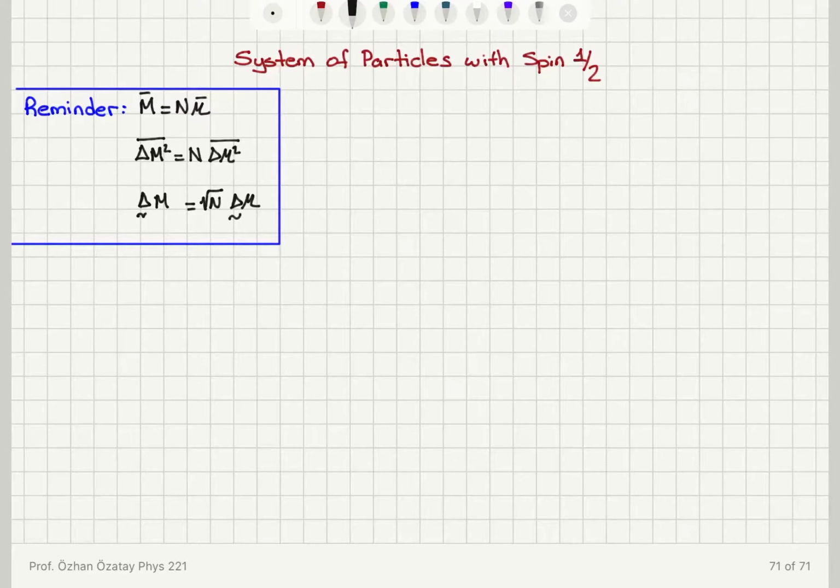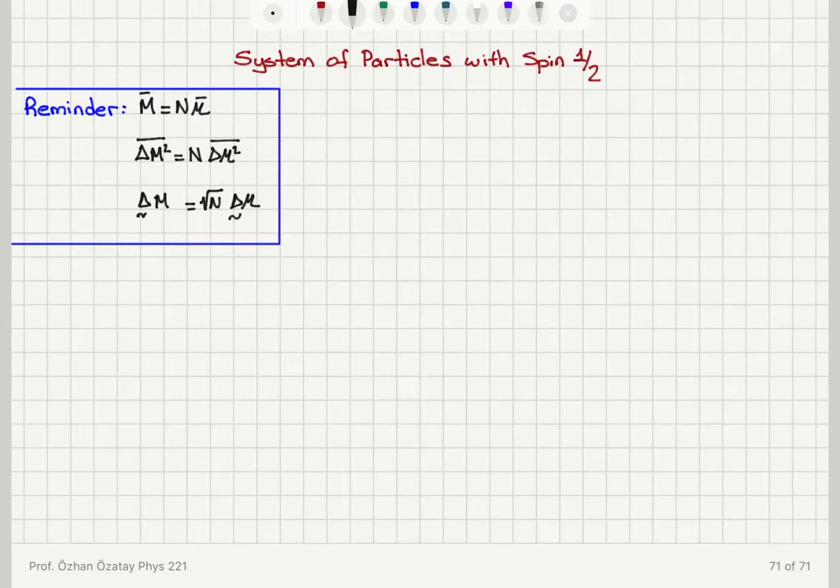We will now continue our discussion of system of particles with spin 1/2. From the previous video, you will remember that we talked about the total magnetic moment, capital M, and its average value was the number of spins times the magnetic moment per spin average. Its dispersion was n times the dispersion of the magnetic moment per spin, and its standard deviation was square root n times the standard deviation of magnetic moment per spin.